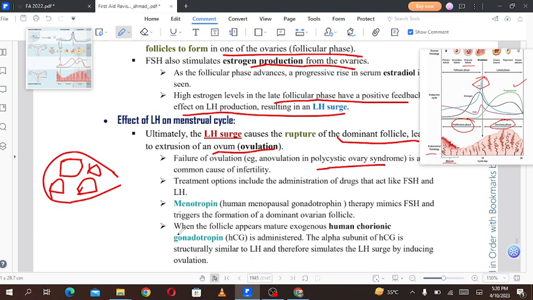Menotropin, human menopausal gonadotropin therapy, mimics the FSH and triggers the formation of a dominant ovarian follicle. When the follicle appears mature, exogenous human chorionic gonadotropin is administered. The alpha subunit of the HCG is structurally similar to the LH and therefore stimulates the LH surge, inducing the ovulation.